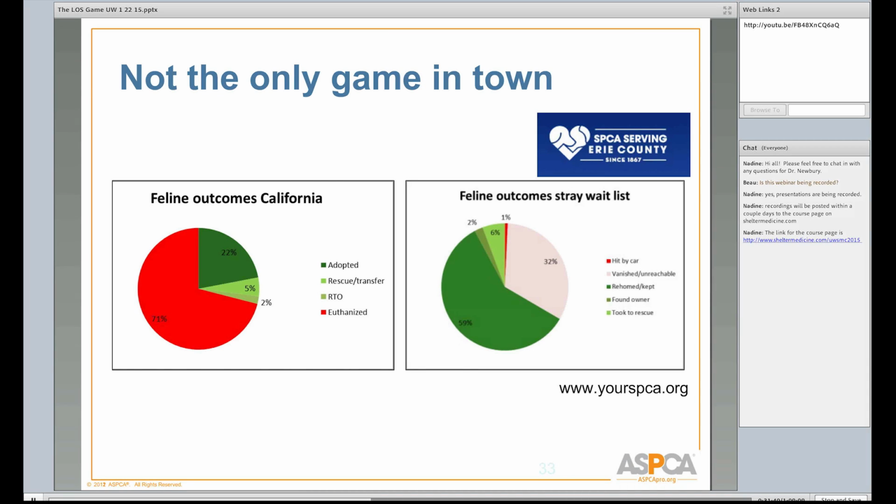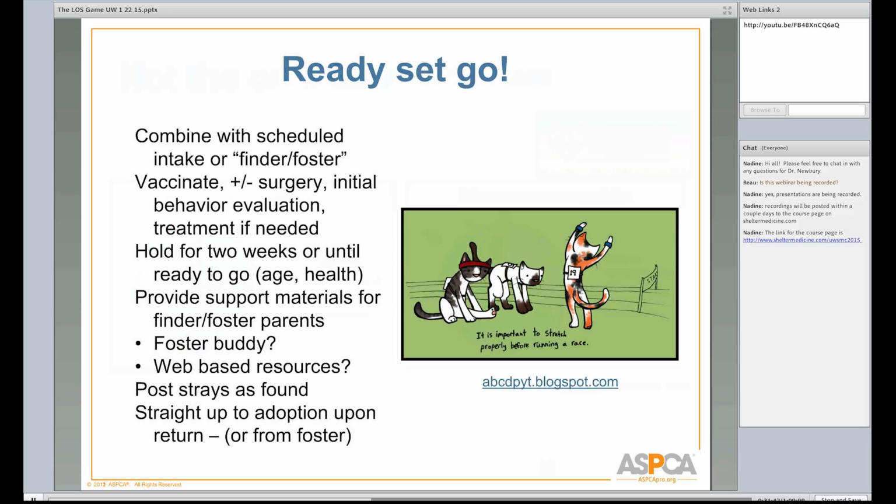So Ready, Set, Go is a program that we love, that we try to get shelters to do. It's just one way of managing length of stay before the animal comes to the shelter, so you can get the animal vaccinated, spayed and neutered, examined. You can even do a behavioral evaluation, so you know when that animal comes that it can go straight up for adoption, and you've got all the information that you need about that animal before it comes.